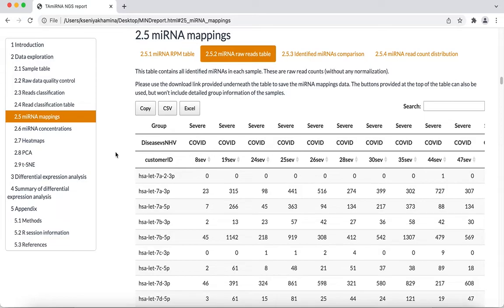2.5.2 microRNA raw reads table. This table contains all identified microRNAs in each sample, and these are raw read counts without any normalization.